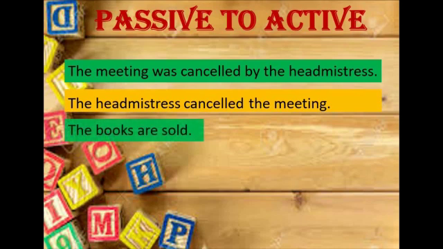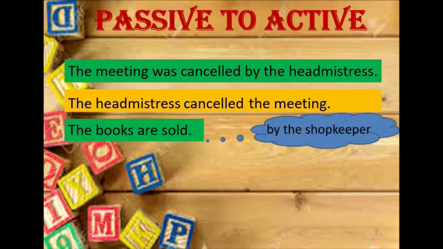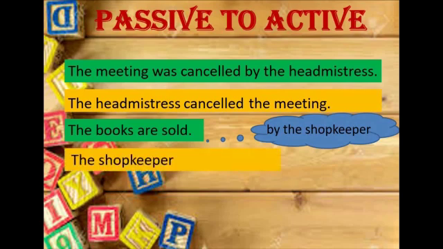Let's see another example. The books are sold. Now, the books are sold. Now there, we don't have by whom. So if we do not have the subject here, we have to add that subject ourselves, by the shopkeeper. So the most obvious subject is the shopkeeper. So we'll add it ourselves and we'll write the shopkeeper sells the books. Because this is simple present tense, are sold. Are is used in simple present tense, so it will be converted into first form of verb. As shopkeeper is singular, so we'll write sells here.